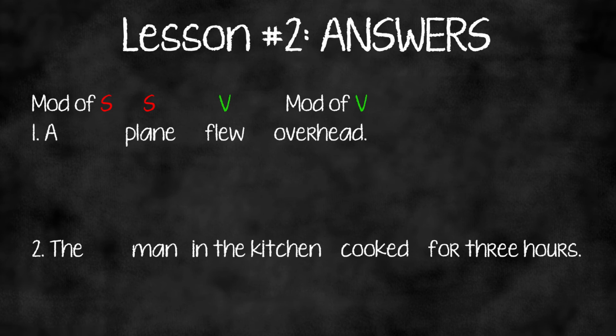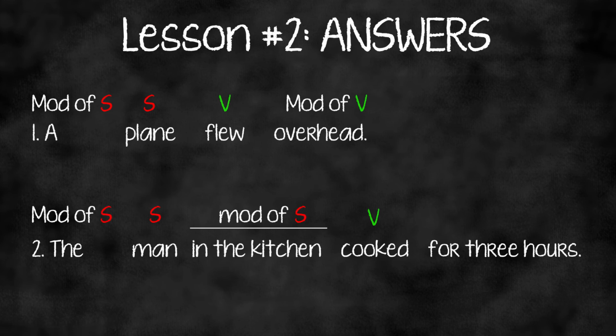The man in the kitchen cooked for 3 hours. These words are chunked to give you a clearer indication of how they work together. The action is cooked. Who or what cooked? The man cooked. Not the kitchen, the man. The man gives us information about a specific man. In the kitchen gives us information about the man.